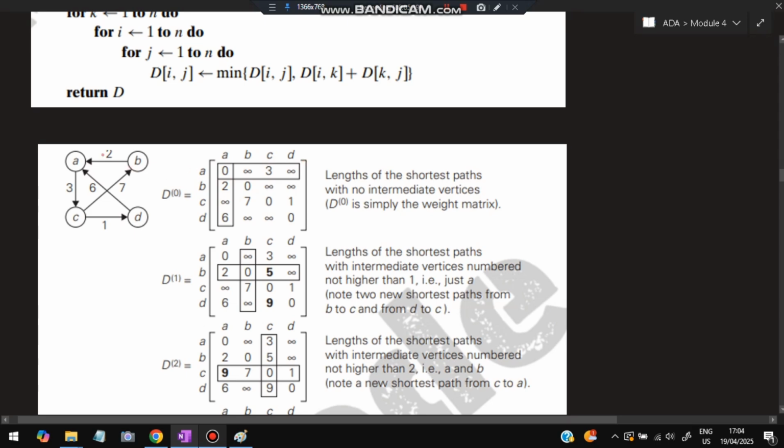A, B, C, D is present. Now, from A to B, is there any direct edge which you can see? Is there any edge from A to B? No, it's not there. So 0. Okay. And is there any edge from A to D? No, there is no edge. So A to D will also be 0.